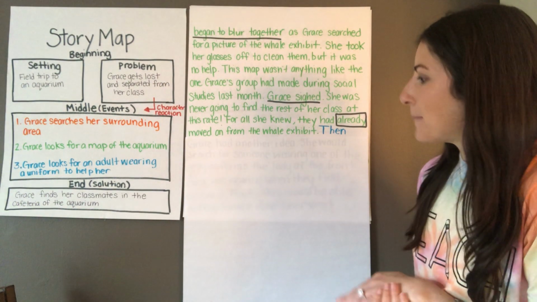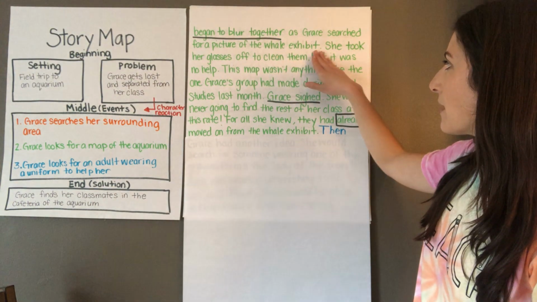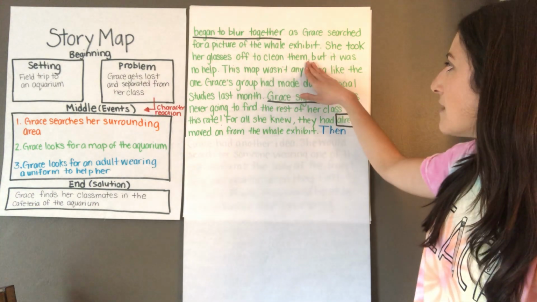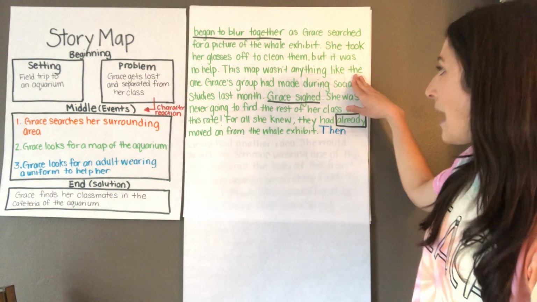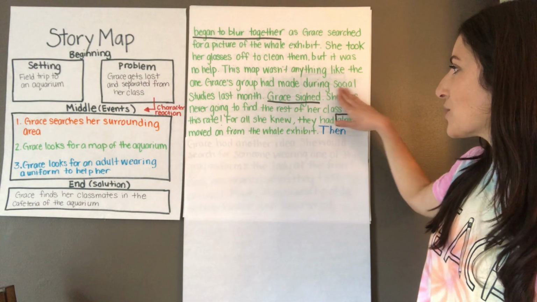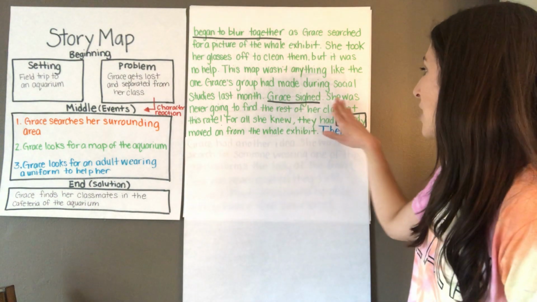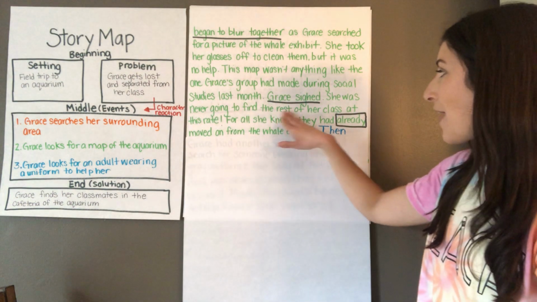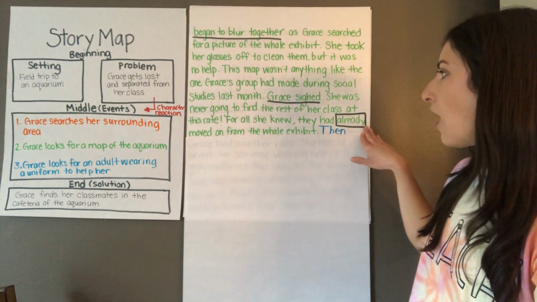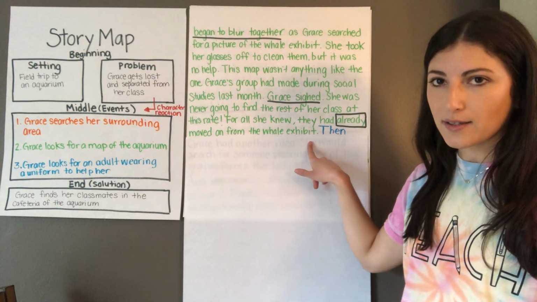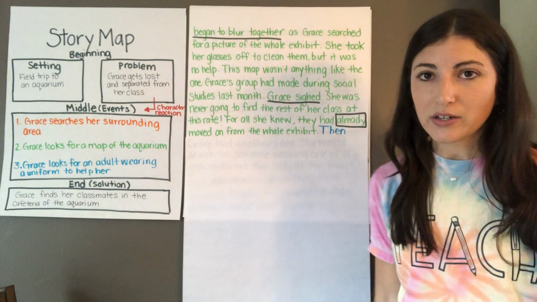The lines of the map began to blur together as Grace searched for a picture of the whale exhibit. She took her glasses off to clean them, but it was no help. This map wasn't anything like the one Grace's group had made during social studies last month. Grace sighed. She was never going to find the rest of her class at this rate. For all she knew, they had already moved on from the whale exhibit. Right? We have another example of a transition word here.